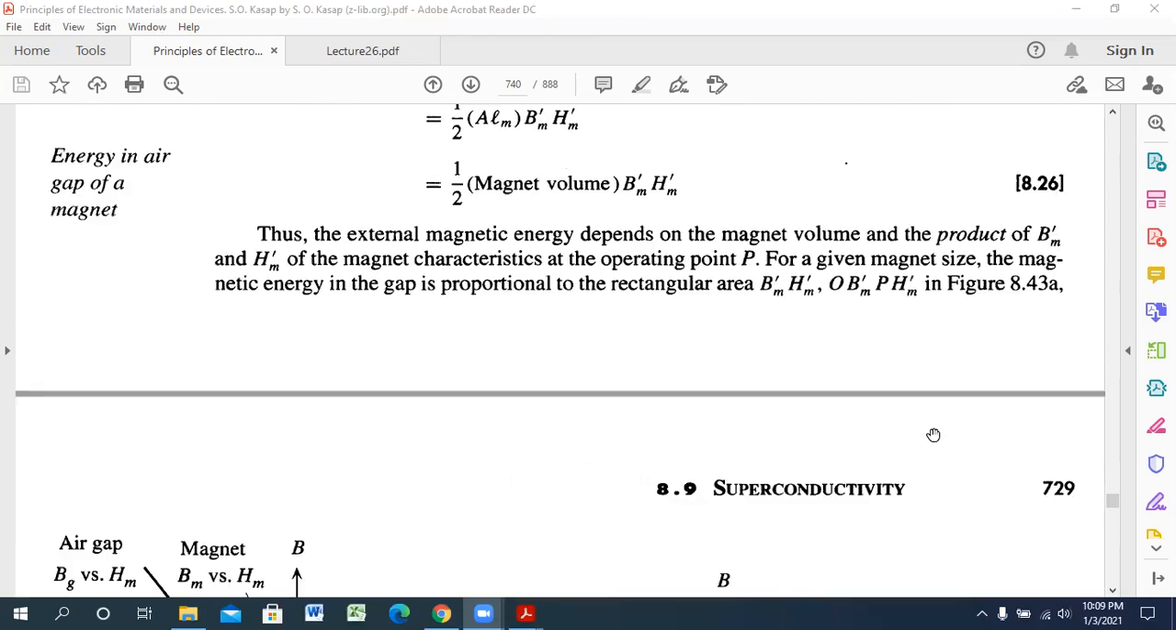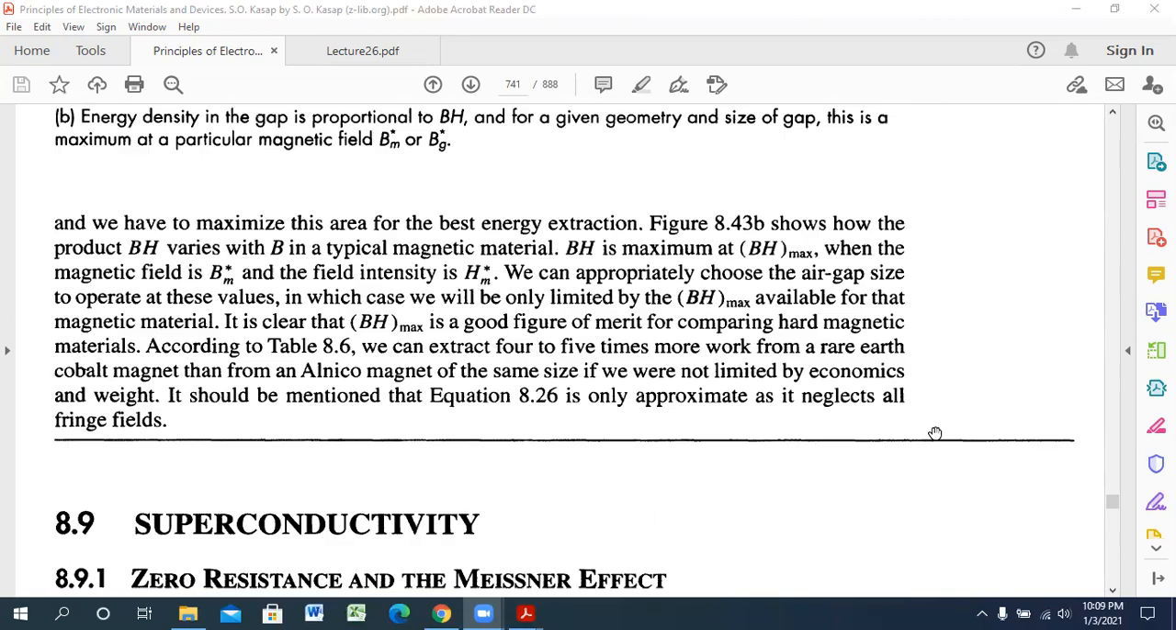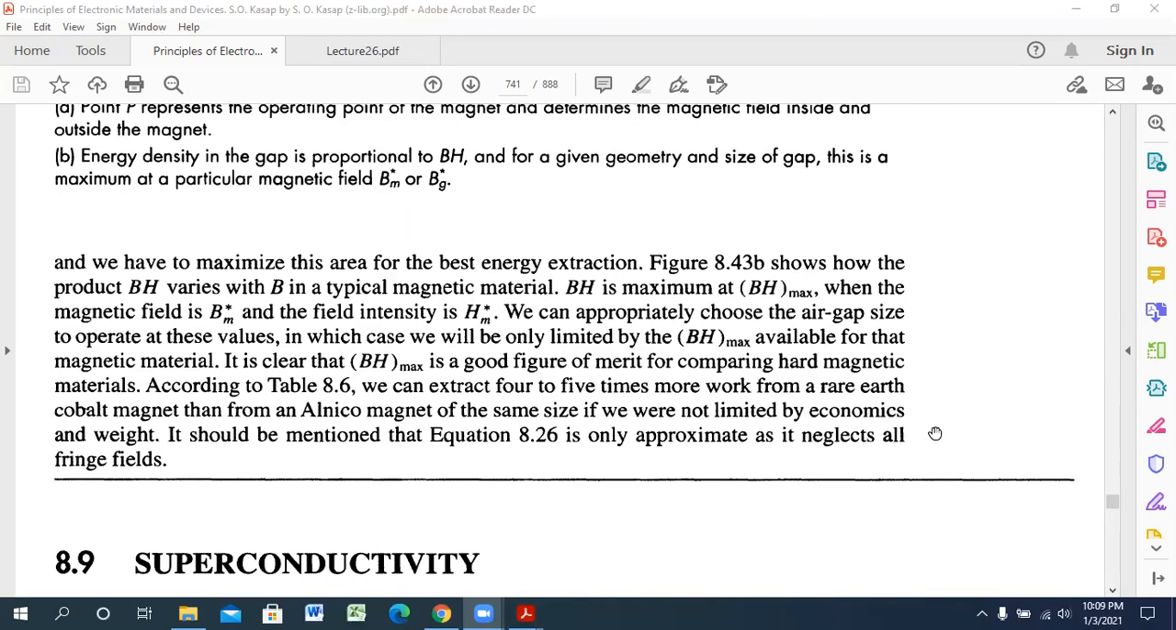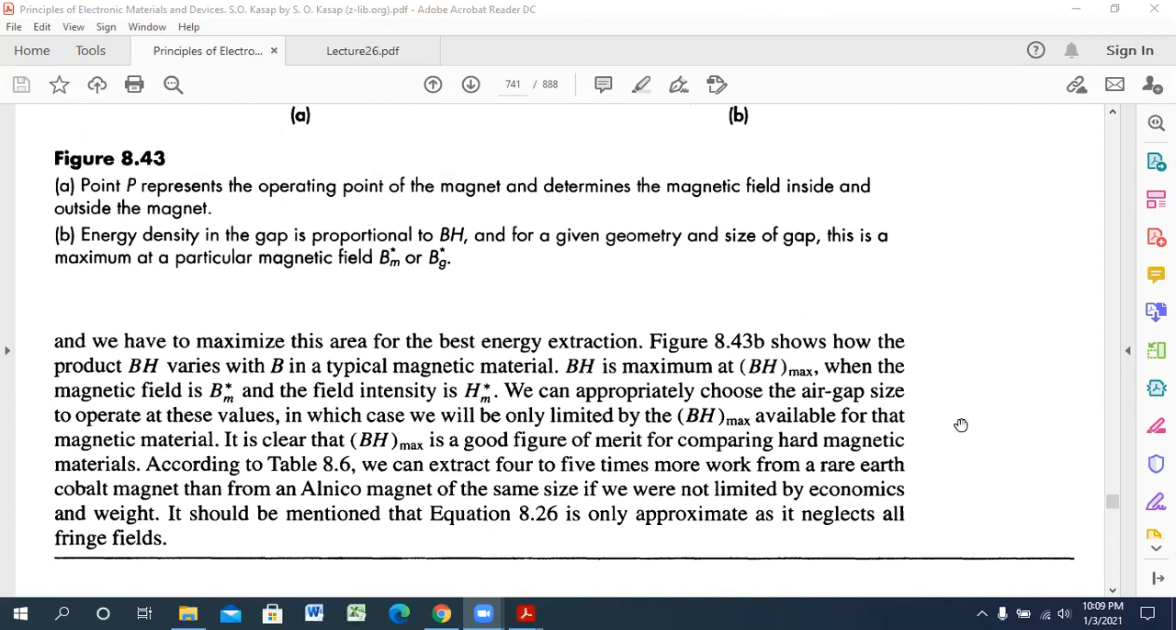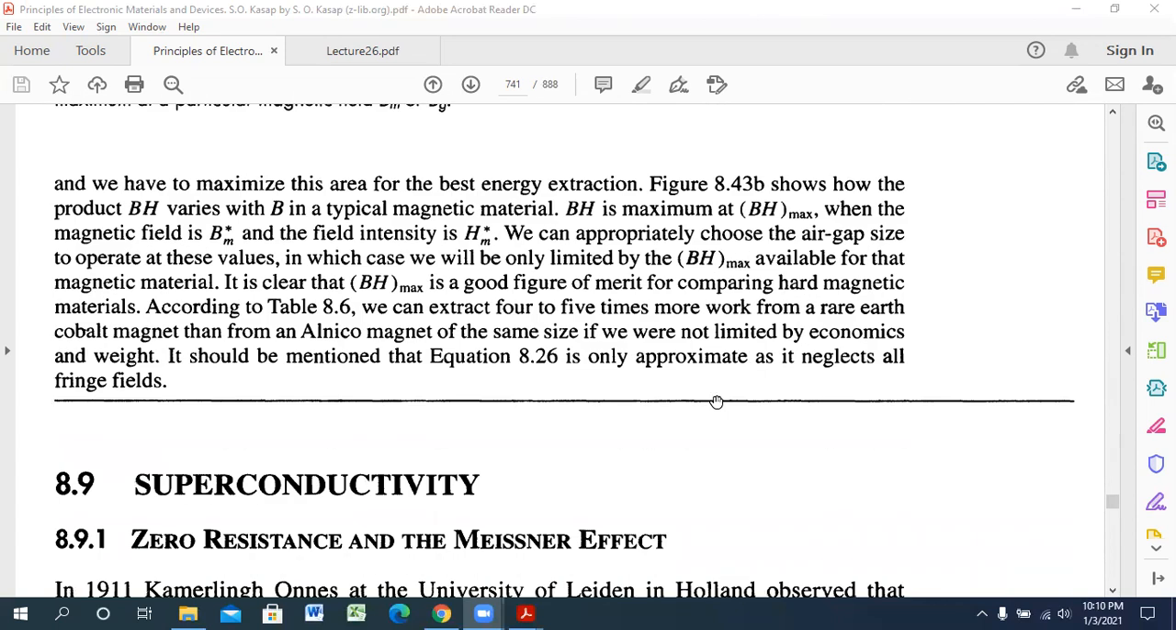Okay. Now this will be the end of our hard and soft magnetic materials part. So here I would just like to conclude the portion on magnetic properties of materials. In our next lecture, we will learn about superconductivity, and that will be the last lecture. Okay. So thank you.